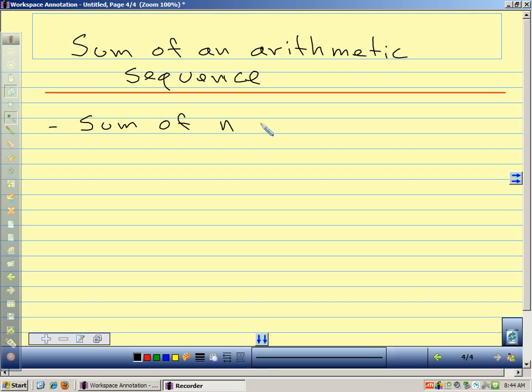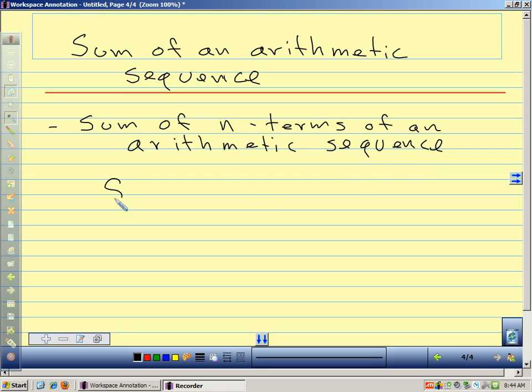So the sum of n terms of an arithmetic sequence, and we write that as S sub n, is n times a1 plus a sub n, divided by 2.